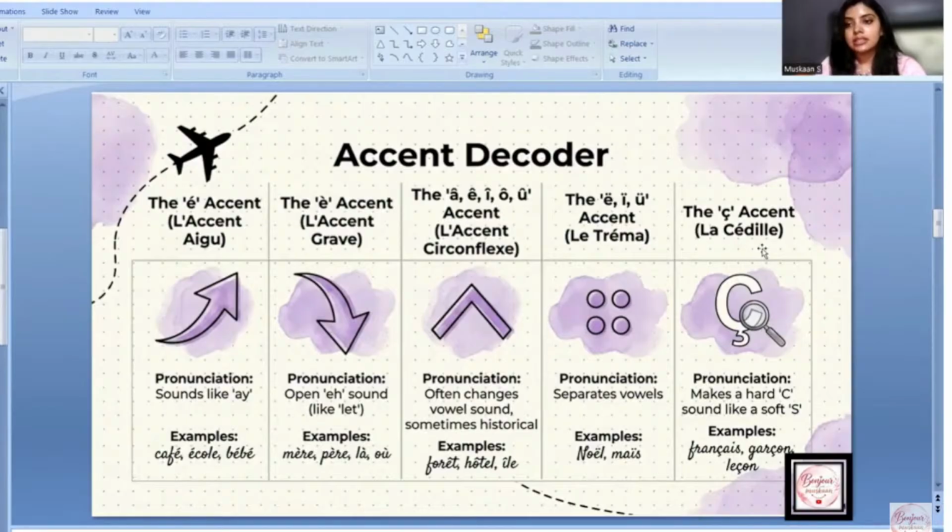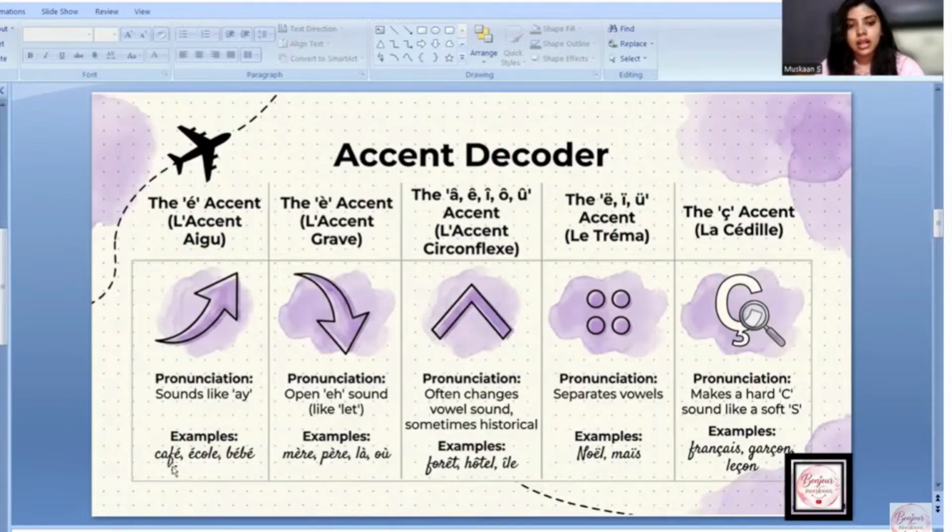And the last one is cédille. Cédille is this C with this little mark down there. It is cédille, and we pronounce it as S. It sounds like a soft S, like français, garçon, leçon.